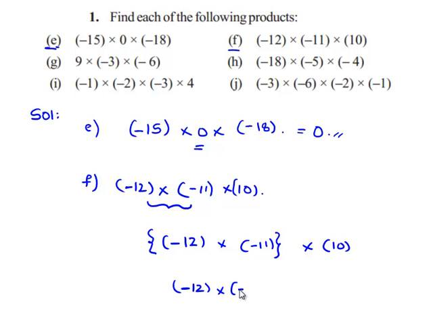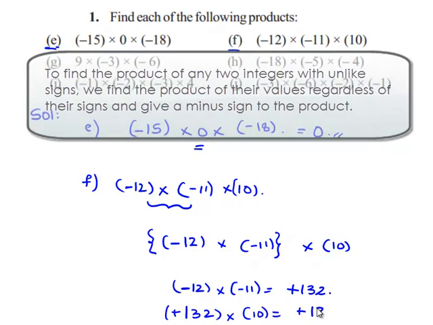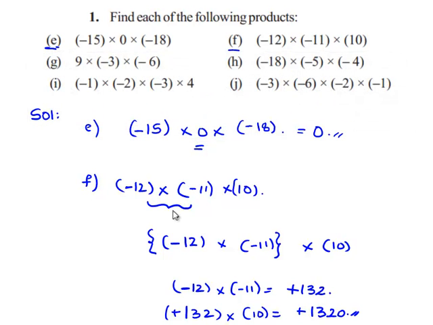Negative 12 into negative 11 gives plus 132. Then plus 132 into 10 gives plus 1320. Therefore, negative 12 into negative 11 into 10 gives plus 1320.